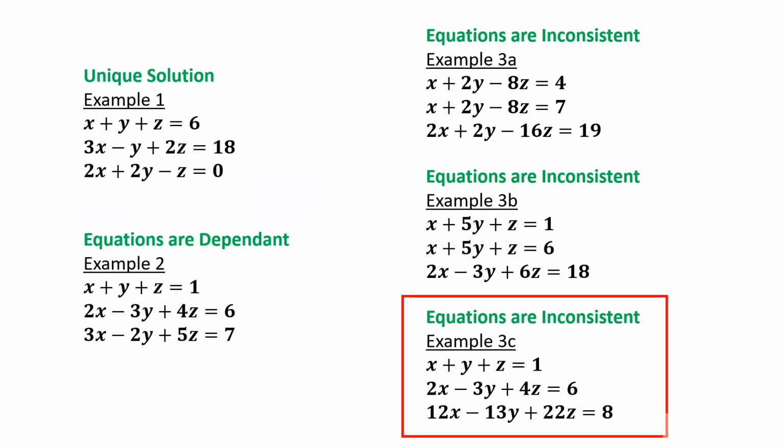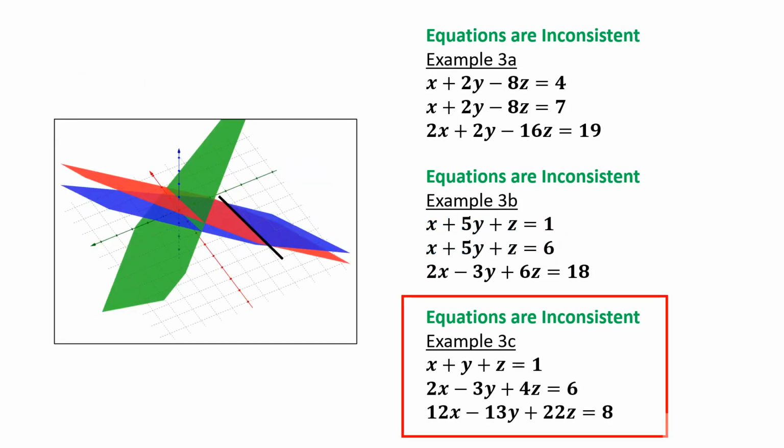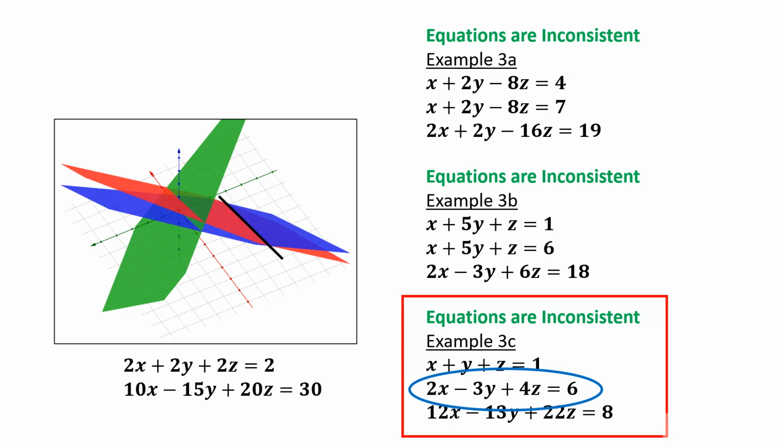And finally, for this last scenario, this is what's going on. You'll see that if I took the first equation and doubled it, took the second equation and times everything by 5, then you will see that I can add the first 2 equations to get the third equation. However, again, we don't have dependent equations because the constant is different. There's that inconsistency.